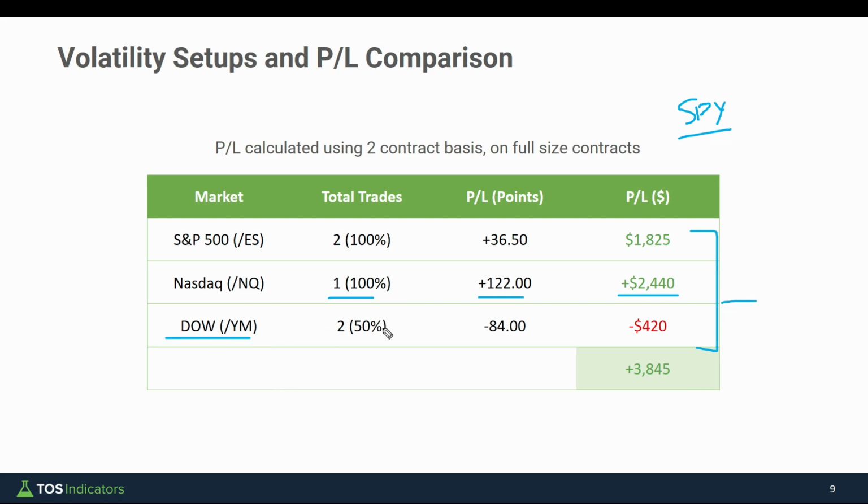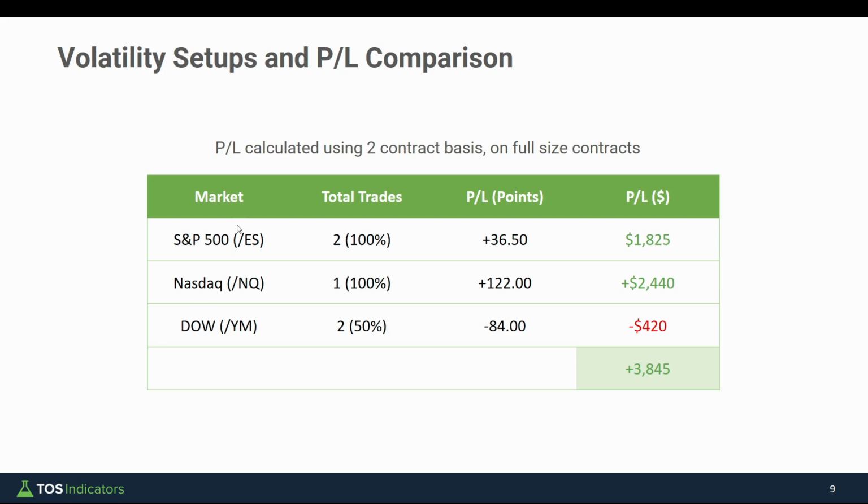The Dow was the odd child out here, 2 trades, 50% win rate, 1 was a loser, but that loser cost us more than the 1 winner made us, and the day was a net negative inside of the Dow futures market. Now across the board though, we still ended with a positive P&L here, and that's the thing to take away. It's the idea of applying the systematic process every single time into the major index markets and really letting the probabilities work themselves out for you.